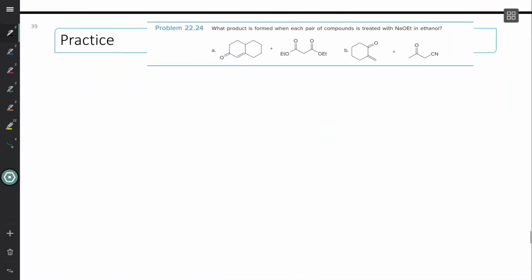Here's a two-part practice. Remember, try this at home. Obviously, where else would you try it? All right, what product is formed when each pair of compounds is treated with sodium hydroxide, sodium ethoxide in ethanol? So we have conjugated carbonyl, and they're giving us these really good enolates here.